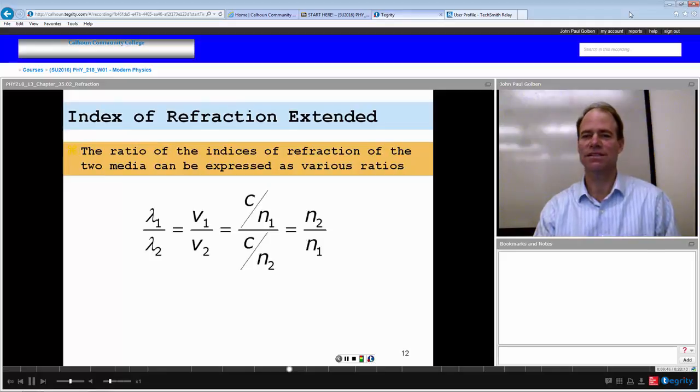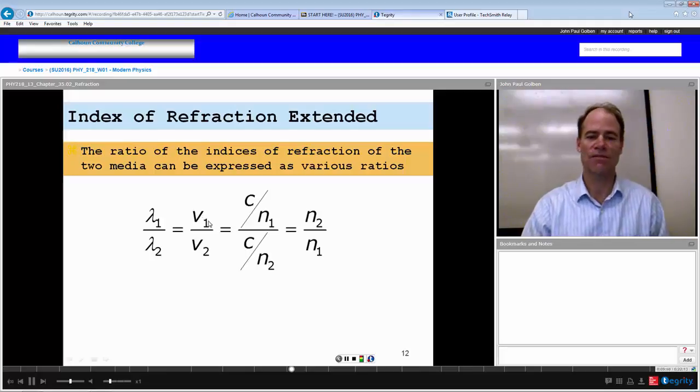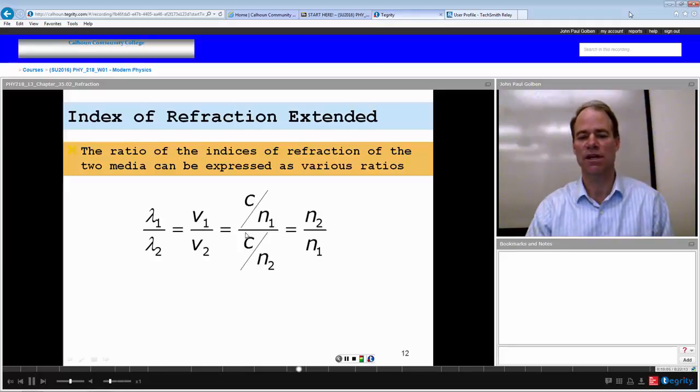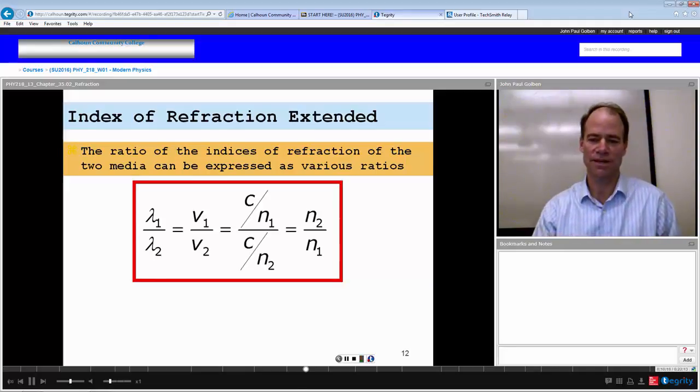The ratio of the indices of refraction of two media can be expressed in various ratios. We have it as the velocity 1 to velocity 2 is index 2 over index 1. And the same thing as the wavelength 1 to wavelength 2 is the same as the velocity 1 to velocity 2. That's equal to the speed of light over index 1, speed of light over index 2. Speed of lights cancel out, and that's what reverses our ratio of indices. So here's a useful formula you can use just for the ratio of speeds, the ratio of wavelengths between two media.